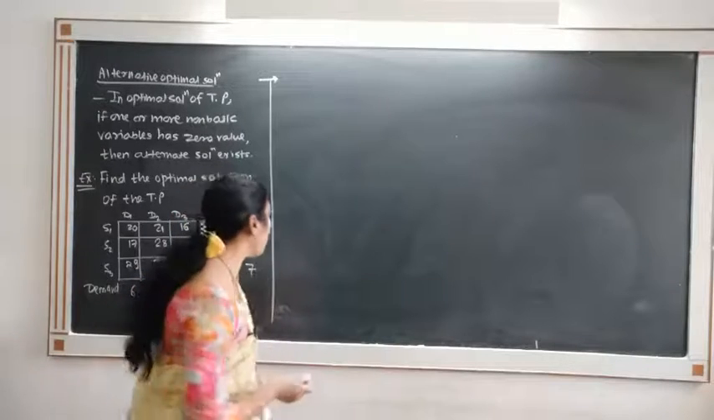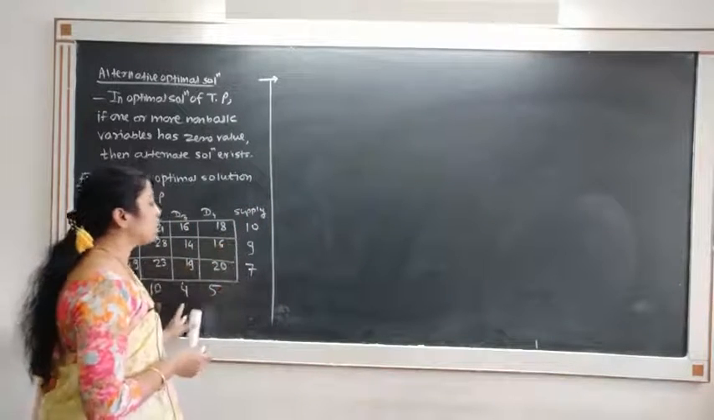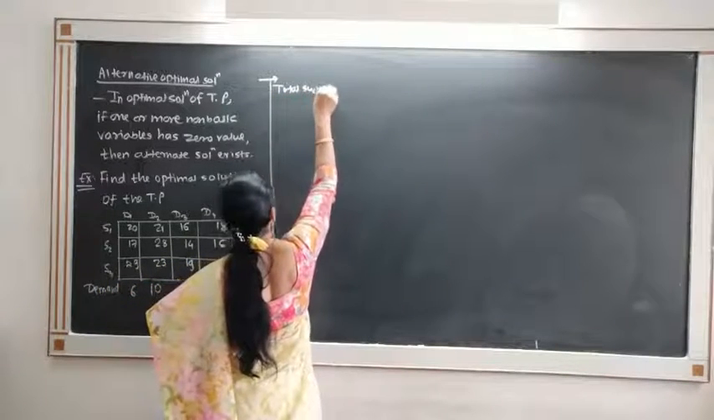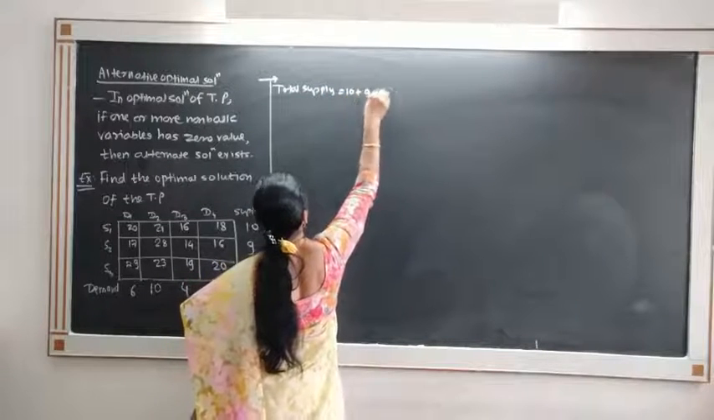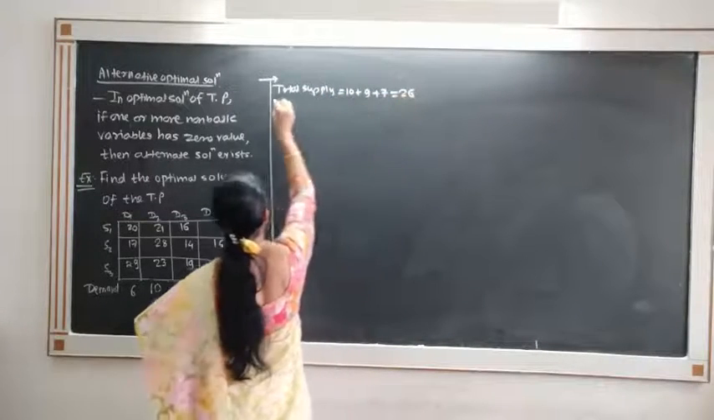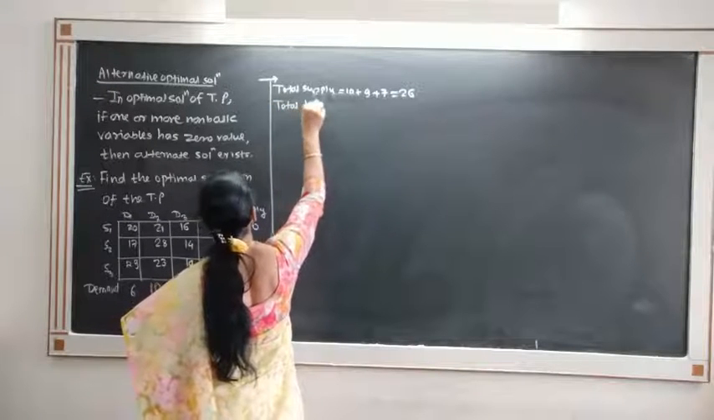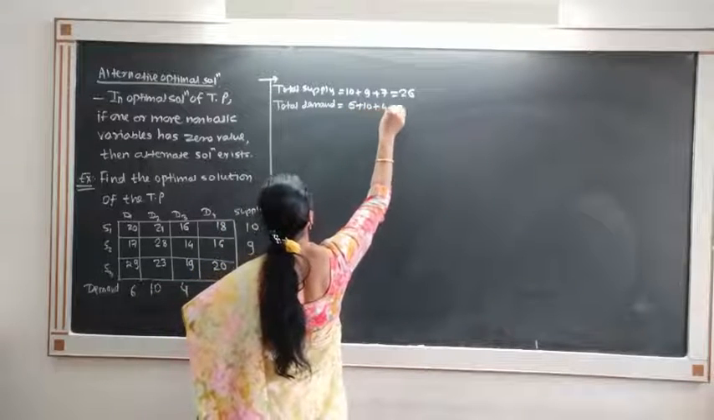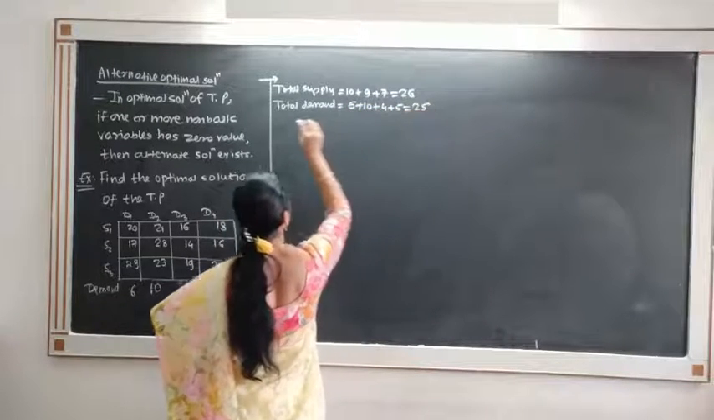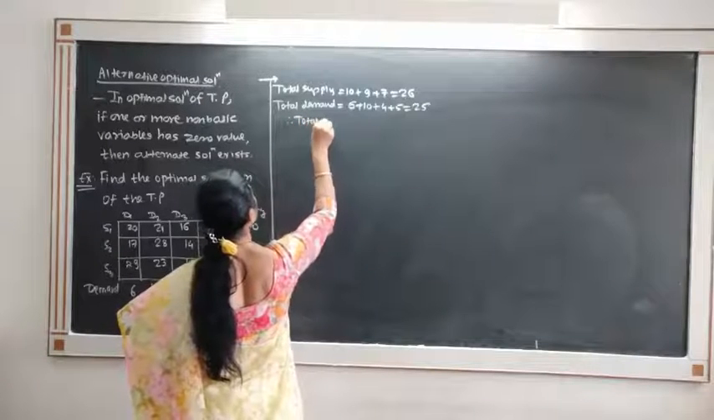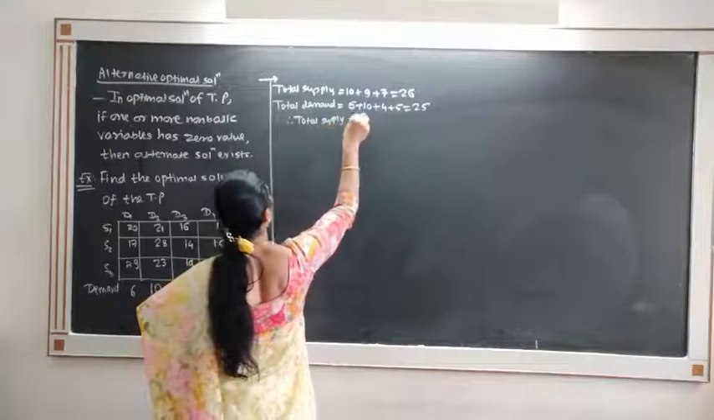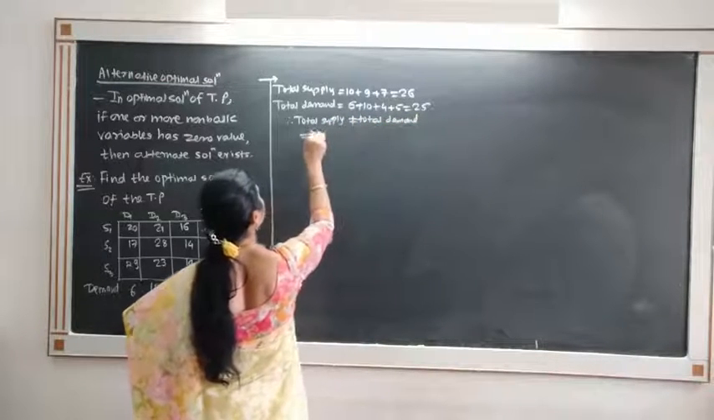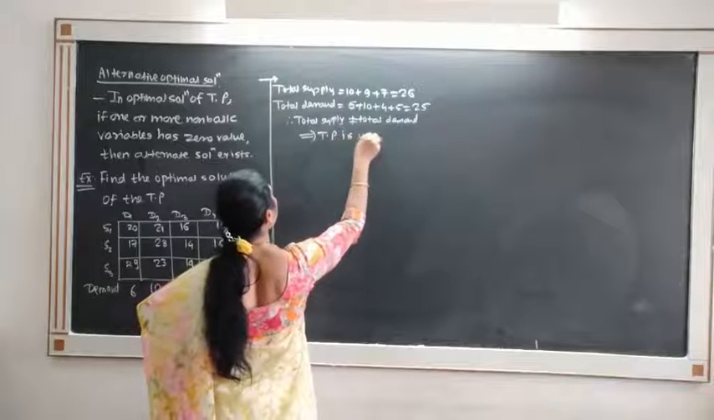For that, the problem must be a balanced transportation problem. So, check whether total supply is equal to total demand. Total supply is 10 plus 9 plus 7, that is 26 and total demand is 6 plus 10 plus 4 plus 5, that is 25. Therefore, total supply is not equal to total demand, that is the transportation problem is unbalanced.